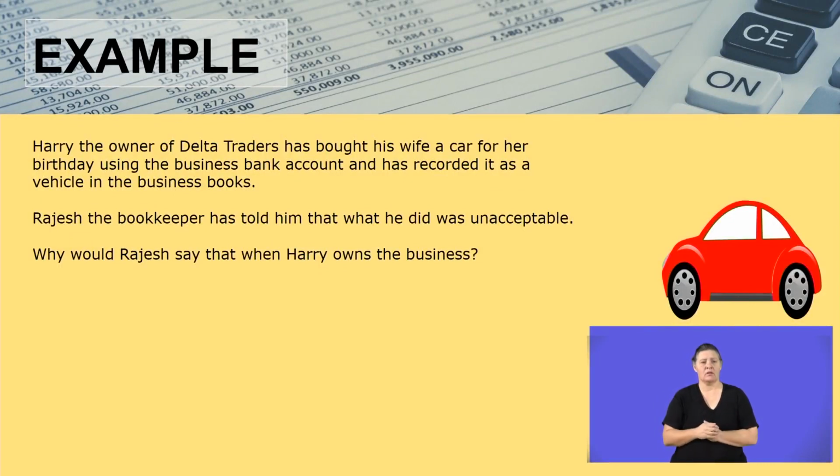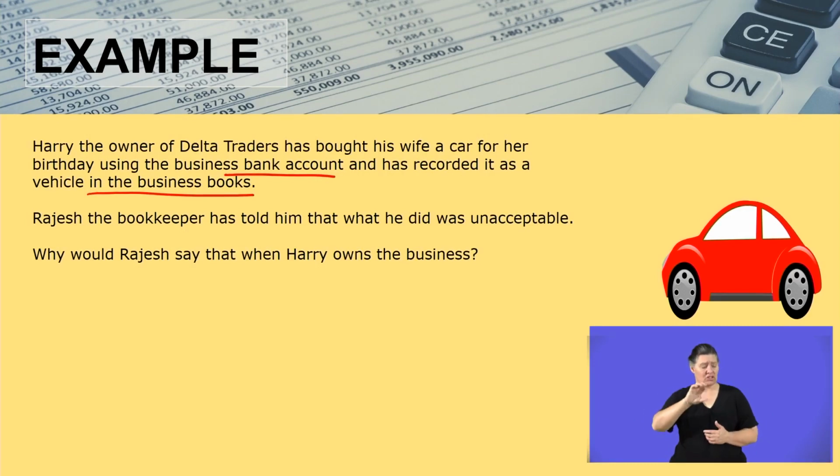With me here, dear great learners, is an example that I want us to do together. It reads: Harry, the owner of Delta Traders, has bought his wife a car for her birthday using the business bank account. All right, using the business bank account. This is very important. And has recorded it as a vehicle in the business books. So the vehicle has been bought for his wife, but it was bought using the business bank account, and it has also been recorded as a vehicle in the business books.